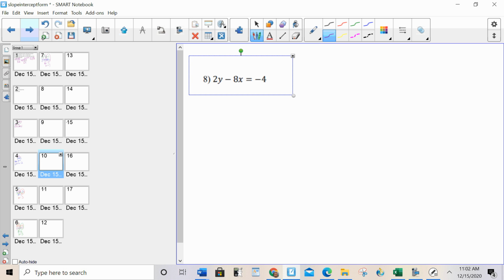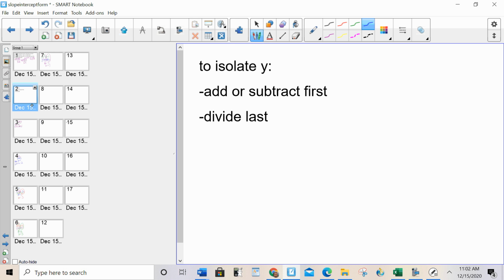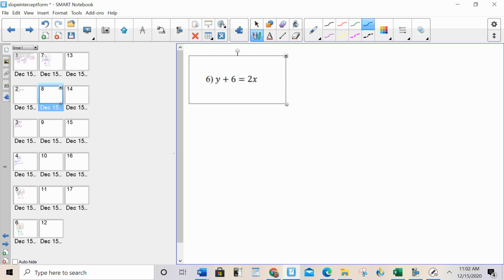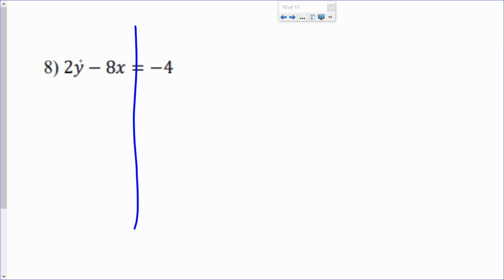All right, let's get into ones that are a little bit more algebra. Number 8, is this in y equals mx plus b form? Is y by itself? No. To get it into y equals mx plus b form, to isolate y, we add or subtract first, we divide last. So I'm looking for a plus or a minus sign. Do I see a plus or a minus sign? Yes, I see a minus 8x. So the first thing I do to get y by itself is I add 8x to both sides.